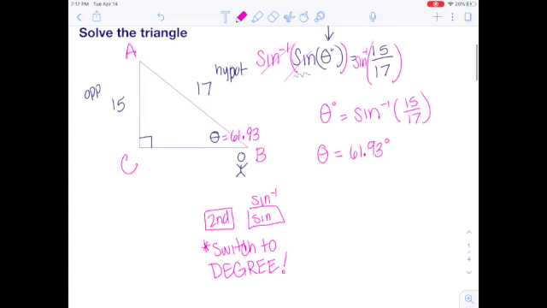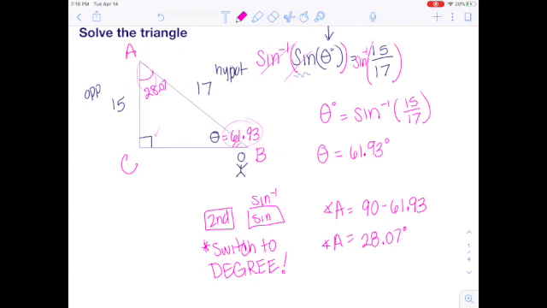Now to find angle A, we know that if C is 90, then B plus A would have to add up to 90 for the whole triangle's interior angles to add up to 180, right? So really the acute angles in that right triangle have to add up to 90. So you can just go 90 minus 61.93 and you get yourself angle A, which is 28.07 degrees.